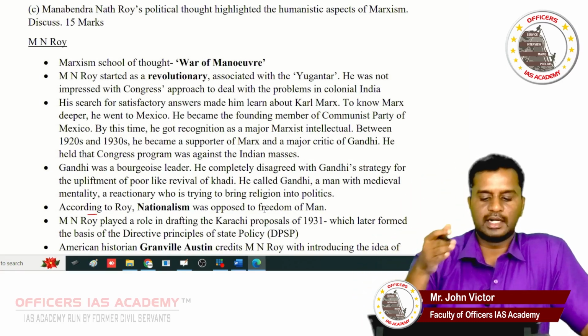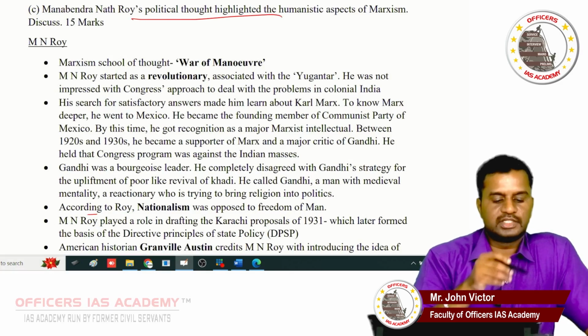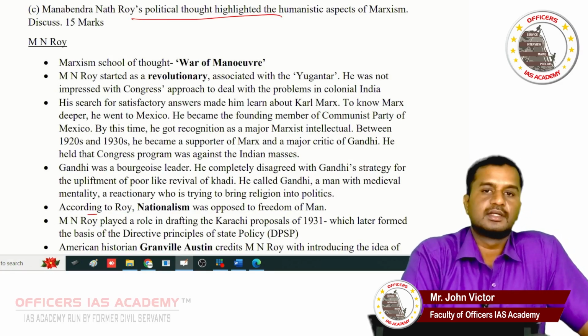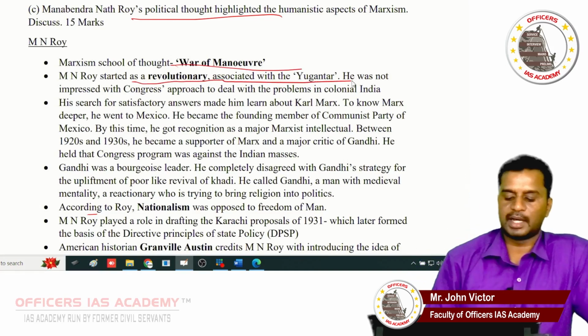So this is the essence regarding M. N. Roy's political thought. Initially he followed orthodox Marxism. He started as a revolutionary. He was associated with the Yugantar party.